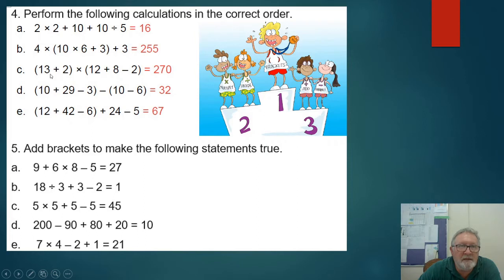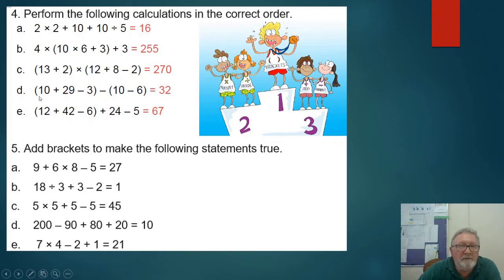Two sets of brackets here. This set of brackets is done first because it's left to right. So 15 is the result of that bracket. This bracket, addition and then subtraction left to right. So 20 minus 2 is 18. So 15 times 18, 270. Don't forget, I hope you've been using your calculator, otherwise you'd have been struggling a bit.